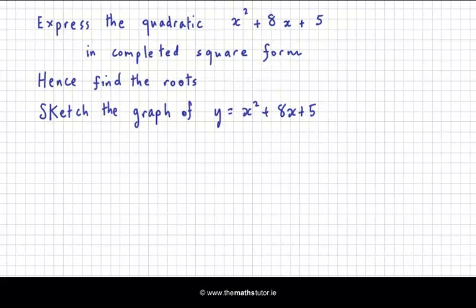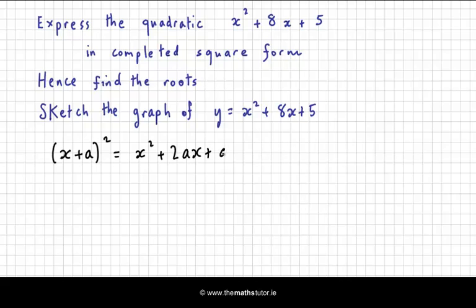Hi there. In this video I'm going to show you how to express a quadratic in completed square form. First of all, if you have an expression like x plus a and you square it, you get x squared plus 2ax plus a squared. So this is very similar to the x squared plus 8x plus 5 that we have.